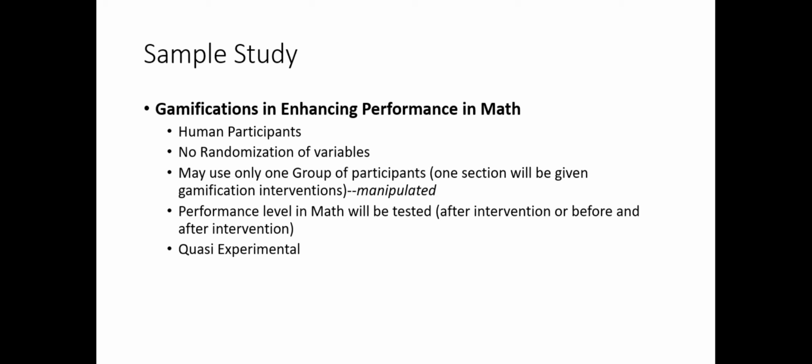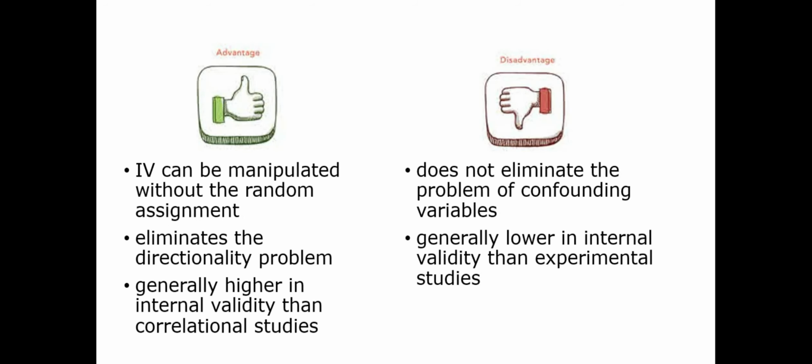So as you can see, we manipulated that entire section to utilize gamification instead of the usual lecture discussion. After which, the performance level in math of these students is tested. Usually it's tested before and after the intervention. If we do that, we have the pre-test post-test design. And this is a quasi-experimental. Now, what are the advantages of quasi-experimental research? Since it involves manipulation of an independent variable without the random assignment of participants to conditions or orders of conditions, it is a little bit easier to set up than the true experimental.